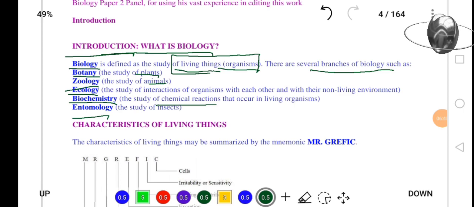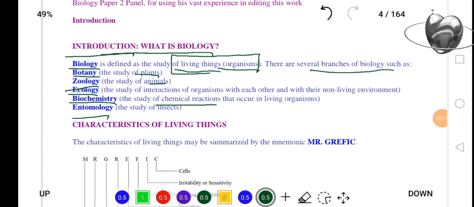Now, since we'll be studying chemical reactions and the chemical reactions will be taking place in the living organisms, we call that biochemistry because we are linking biology with chemistry. So every time we are discussing the processes or chemical reactions that occur in living organisms, we study those reactions under biochemistry.